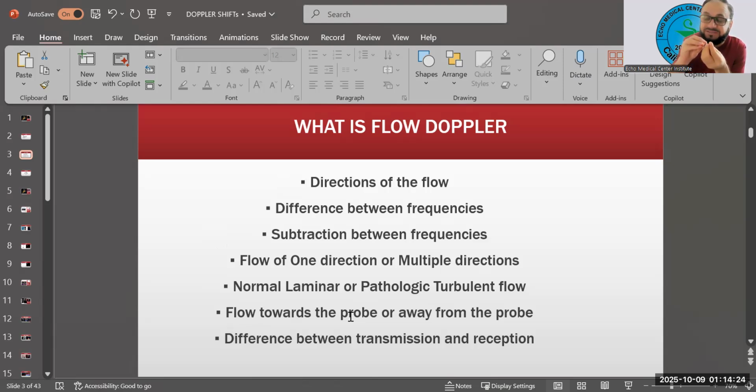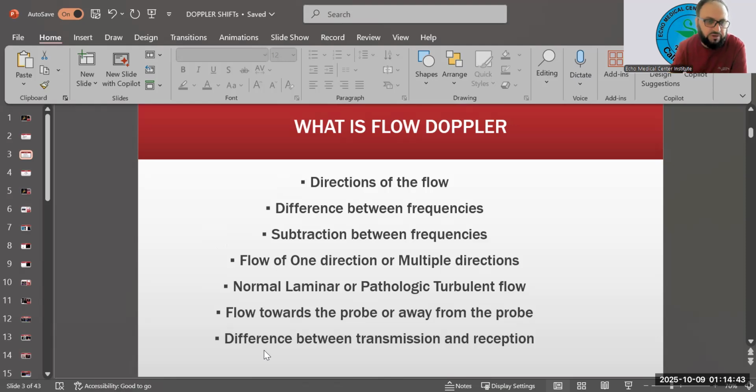Any flow, it's not necessary that it be blood, any flow. When it is going towards, like this is a camera, it's coming towards the camera, or it's going away from the camera. So that is the probe. Is it going towards the probe or going away from the probe? That is another explanation of the shift, or we can say the Doppler shift.